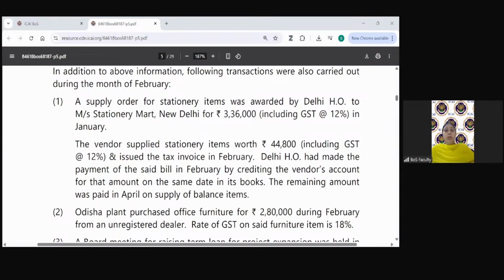Then the next point: since both the entities belong to Delhi, the goods are moving from Delhi to Delhi only. So the TDS which will be deducted will be CGST and SGST, though it is not required in our question; just for the purpose of information we are discussing this. The vendor supplied stationery items worth rupees 44,800 in February. So in February, the payment being made is 44,800 including GST. Excluding GST, the amount will be 40,000.